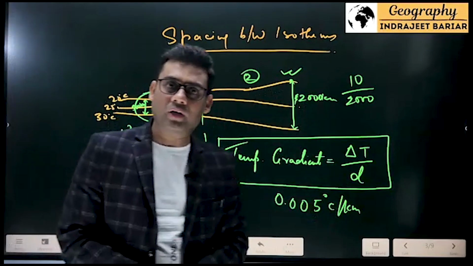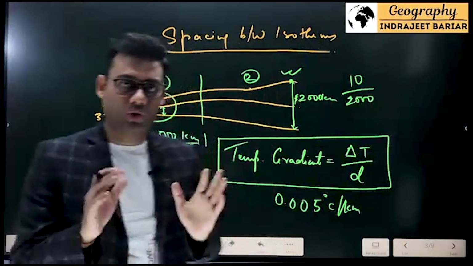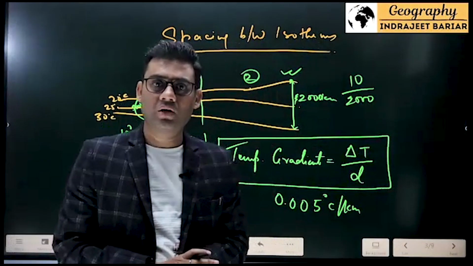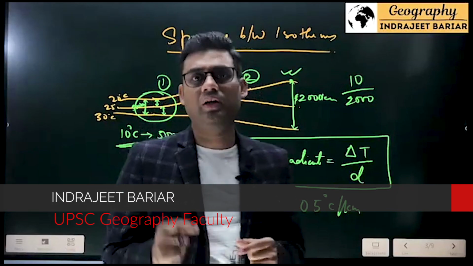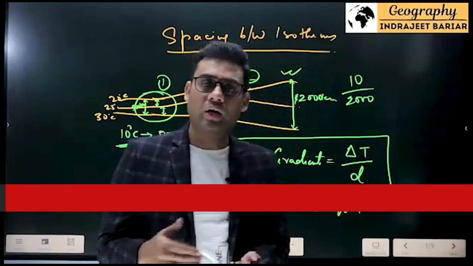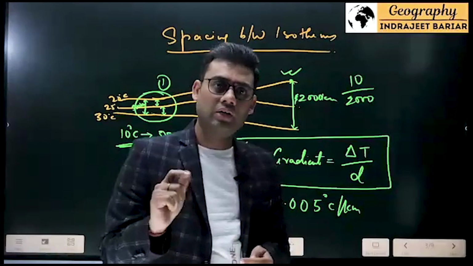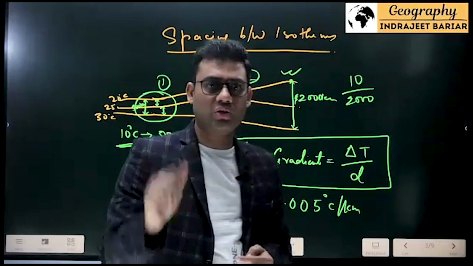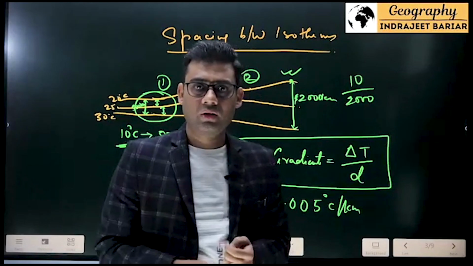So the second property that we have got is spacing of isotherms. About spacing of isotherms, what is the idea? Over the land, first of all, spacing between the isotherms will represent temperature gradient. And second, over land, this temperature gradient would be higher, which means the isotherms would be closely spaced over land, whereas widely spaced over ocean.